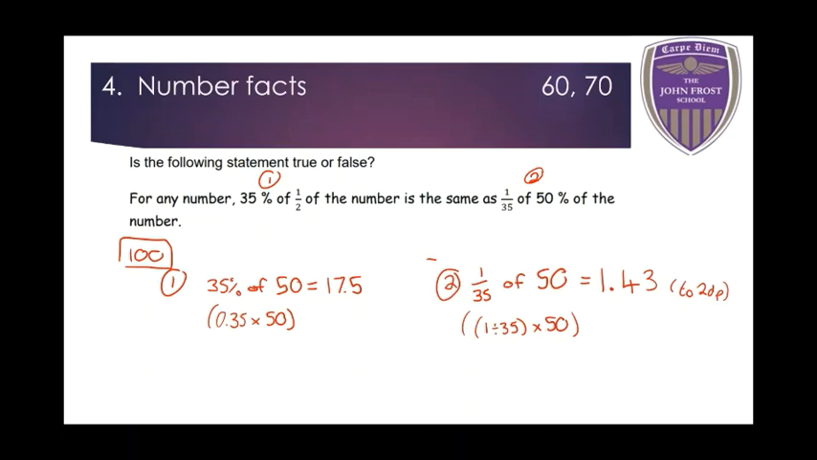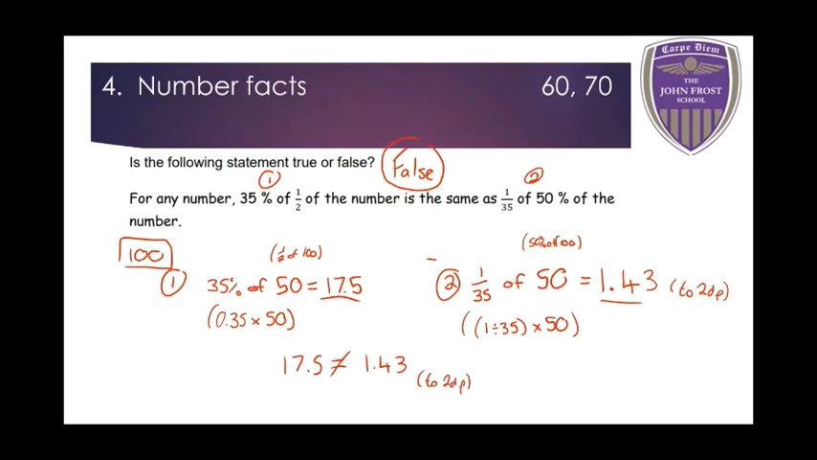And here, sorry, that's 50% of 100. Just so we know where we're getting all these numbers from. Half of 100. Easy peasy. So the answer is false. Okay, as we've just proven, if we did 100, if we find 35% of half of 100, it's 17.5. And if we find 1/35th of 50% of the number, it's 1.43. Okay, so we can clearly see that these values are different. 17.5 does not equal 1.43 to 2 decimal places.